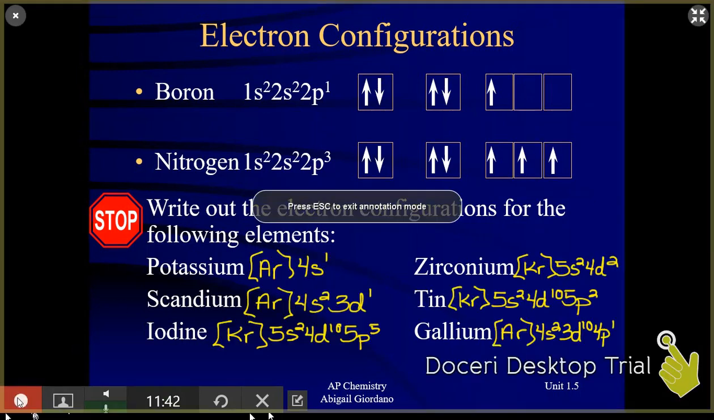All right, see how you did. Okay, and just so you guys know, on the AP exam, you may always use the noble gas configuration. They're never going to ask you to write it out longhand, although you certainly can if you wish.